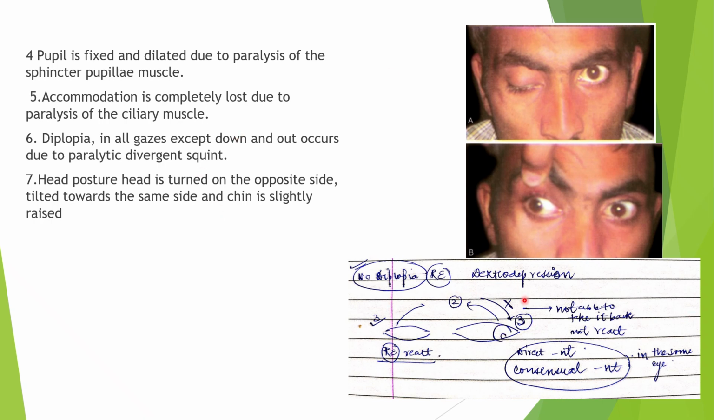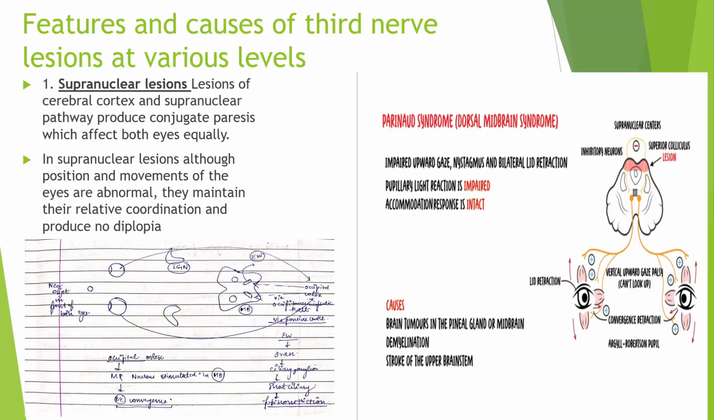And the third nerve is gone. So the third nerve is the efferent. Third nerve is gone means the efferent is not able to take it back. So there will be direct and consensual, both the reflexes will be absent in it.